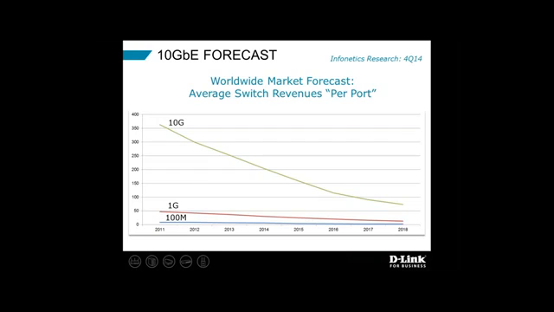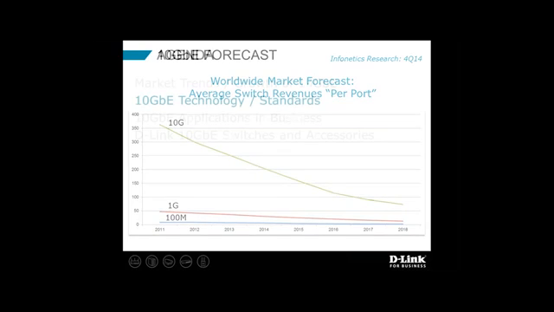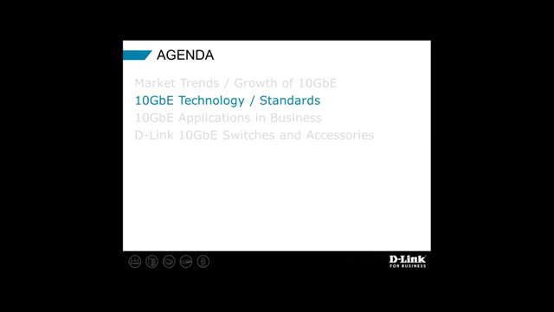So bottom line, costs coming down, 10 gig demand going up, and 10 gig revenues are actually overtaking gigabit revenues this year in the industry. So now let's shift gears and talk a little bit about 10 gig technology.